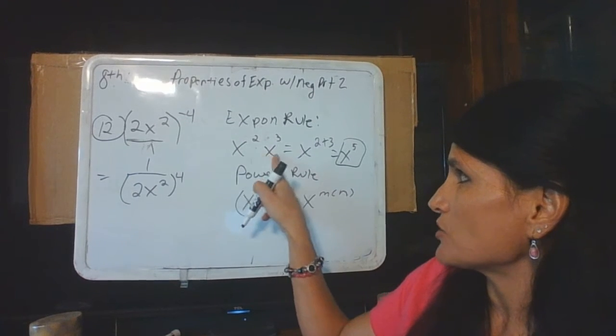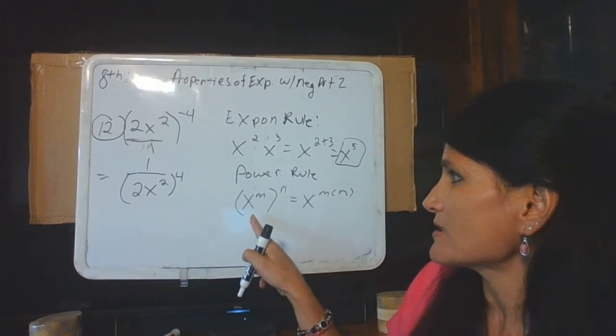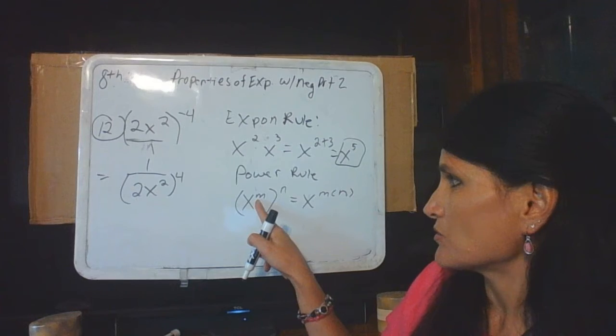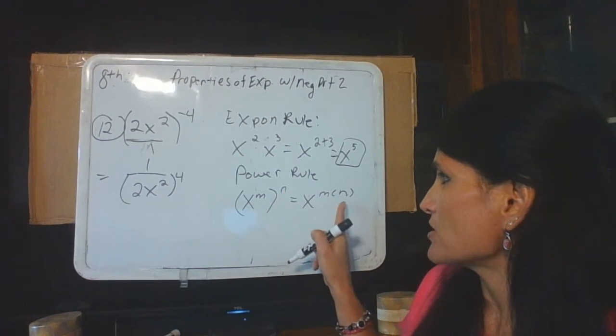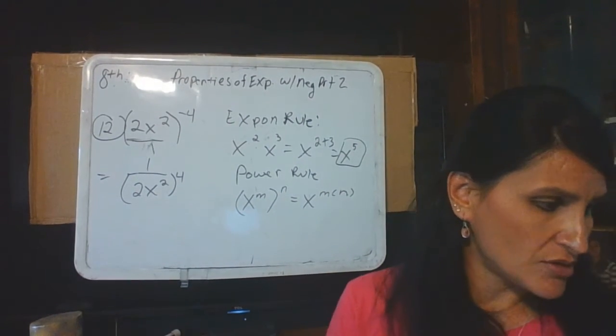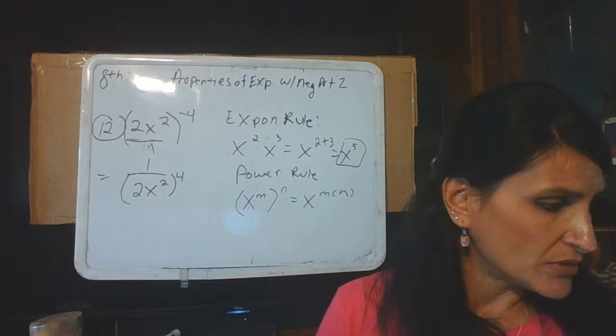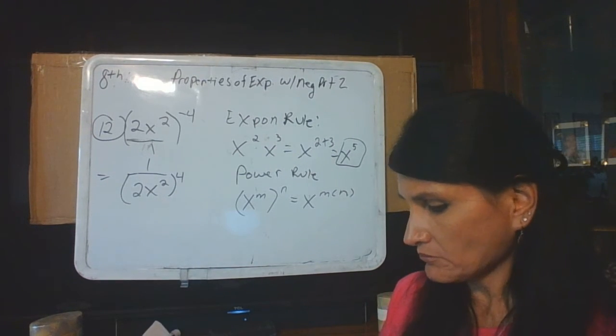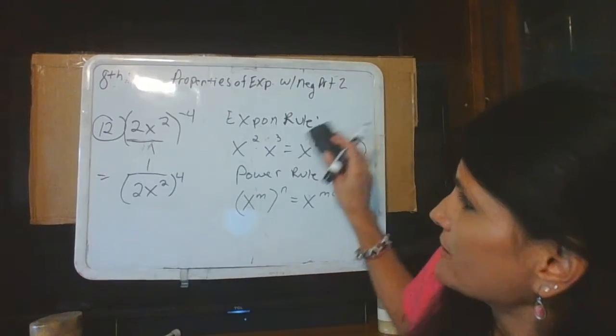In this case, you have two bases that are the same and you add them. In this case, you have a base with an exponent and you raise it to a power, so you have to multiply those two numbers. So you want to be really careful when you're doing that. Now, let's apply that rule.